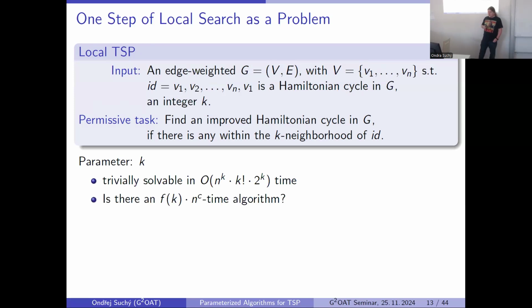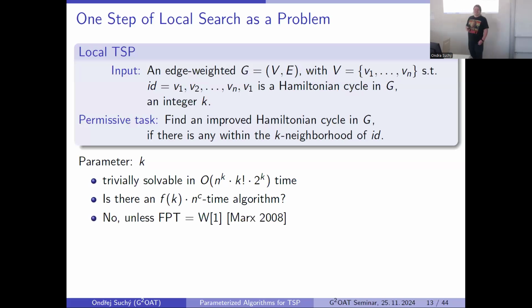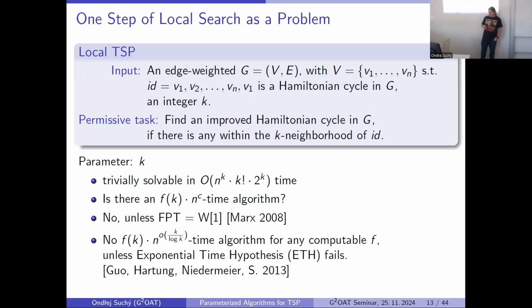So what if I want FPT, f of k times n to the constant? Is it possible? That would be much better, right? I could search large neighborhoods in reasonable time. Unfortunately, this is not the case unless FPT equals W[1], as was shown by Daniel Marx. We have strengthened this result slightly by showing that you cannot improve the degree of the polynomial much below k. You can shave off some logarithm and that's it. You cannot shave more than the logarithm unless ETH fails.